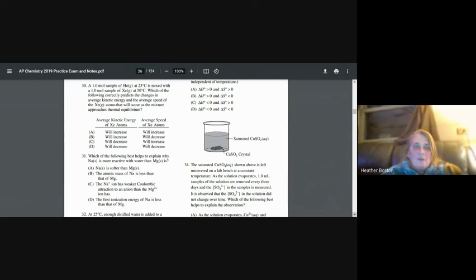Okay, so the average kinetic energy is going to refer to how fast they're traveling. The average speed is going to refer to the temperature. So obviously the temperature is going to decrease, so you can cross off A and B right away. And if the temperature decreases, remember the average kinetic energy is 1/2 mv squared, so the speed is also going to decrease. So both of them will decrease. Remember that they're only talking about the xenon here.